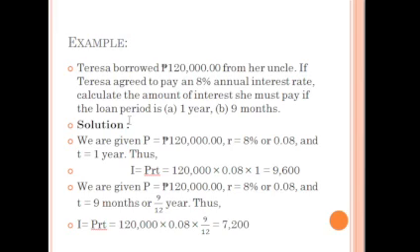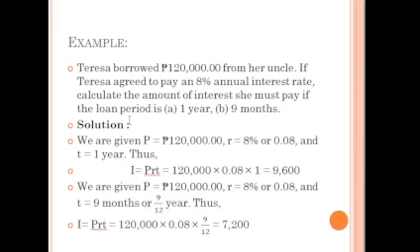Okay, we will have the first solution here. We are given P, that is 120,000, and the R is 8%. That's the rate of interest. And we will convert 8% to decimal.